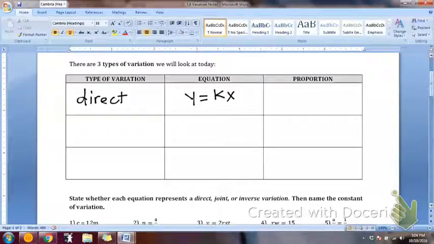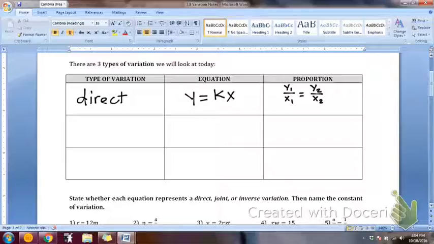There's a proportion that goes with each type of variation as well. So the proportion with direct variation is y1 over x1 equals y2 over x2. This just means the variables are directly related. When one goes up, the other goes up. When one goes down, the other goes down. Okay, they do the same thing.